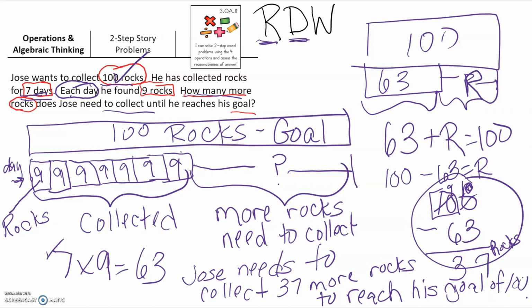I'm going to look back. Well, he had 63 rocks from the days that he collected, and now he needs to collect 37 more. My numbers look pretty close. 60 plus 30, that's 90. 3 plus 7 is 10. 90 plus 10 is 100. I think I've got it.